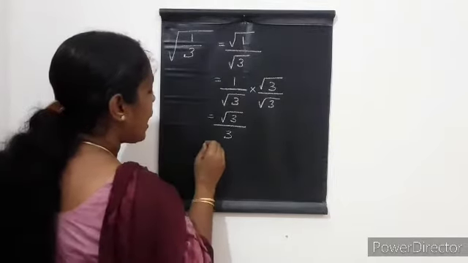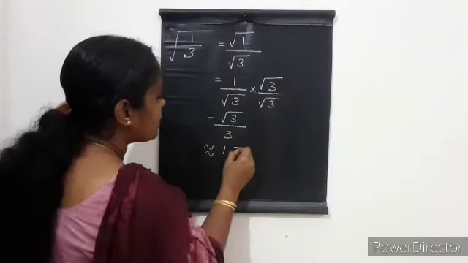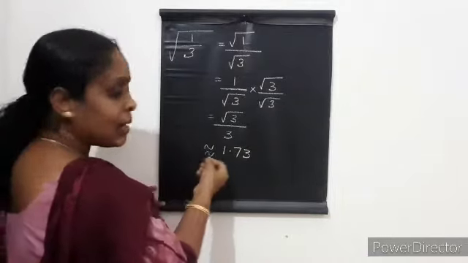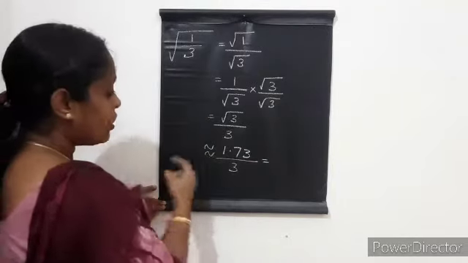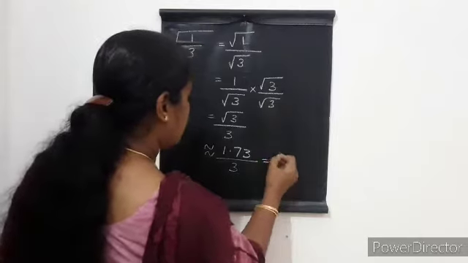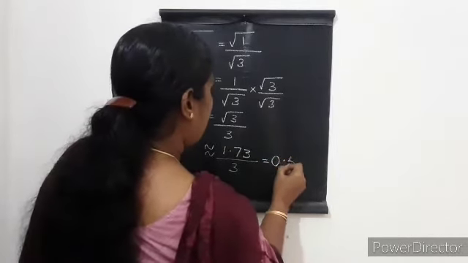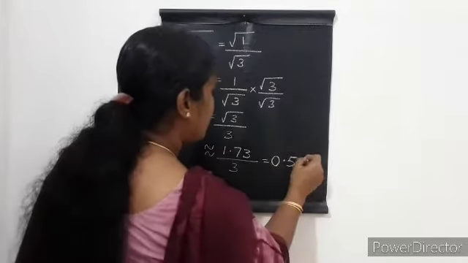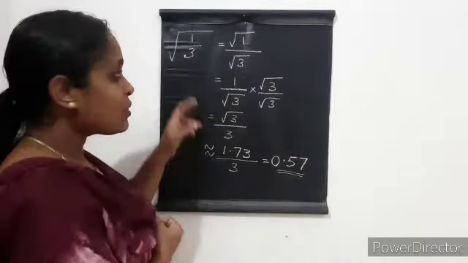Now we give the approximate value of root 3, that is 1.73 by 3. This is equal to, if we divide 1.73 by 3, it is 0.57. So this is the final answer of square root 1 by 3.